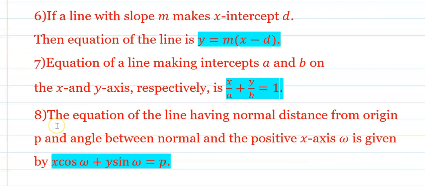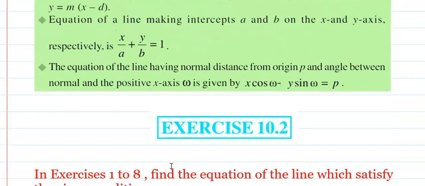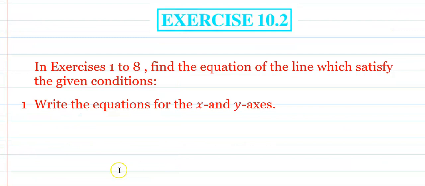Next formula: the equation of the line having normal distance P from the origin and angle omega between the normal and the positive x-axis is given by x cos omega plus y sin omega equals P. Okay, and now we will start exercise 10.2.